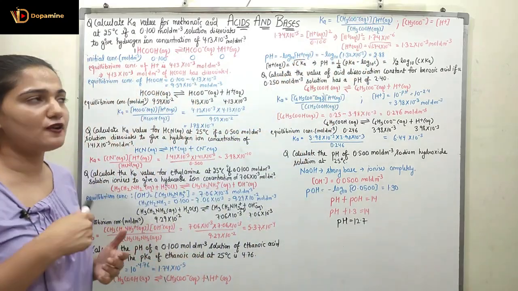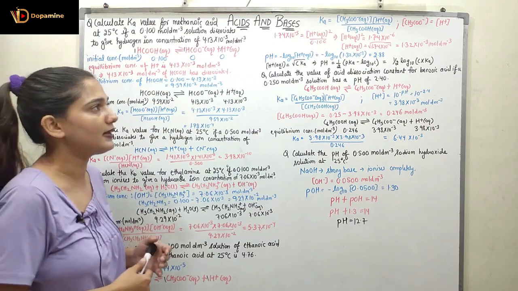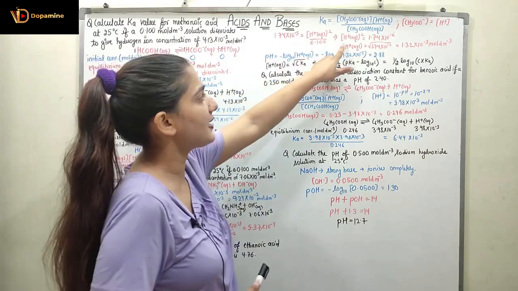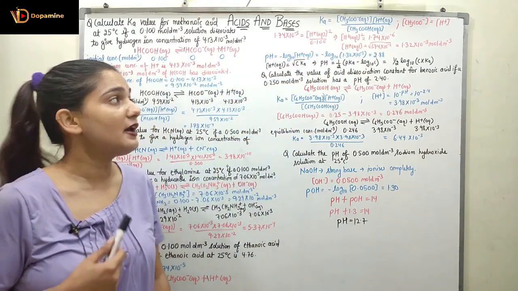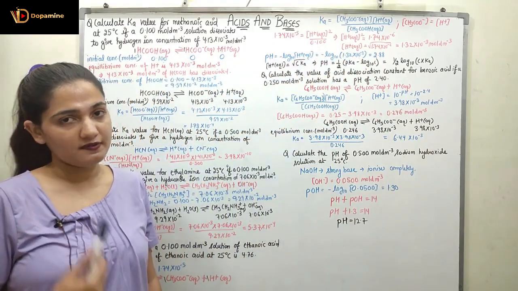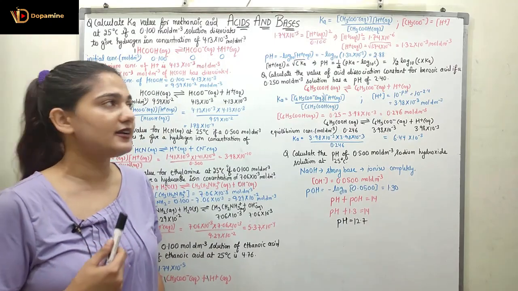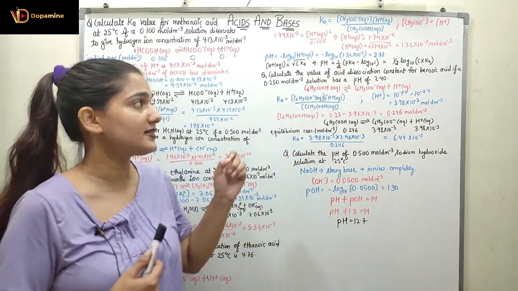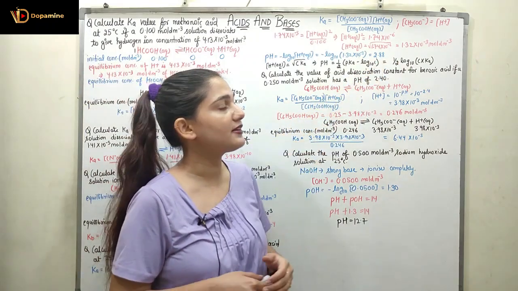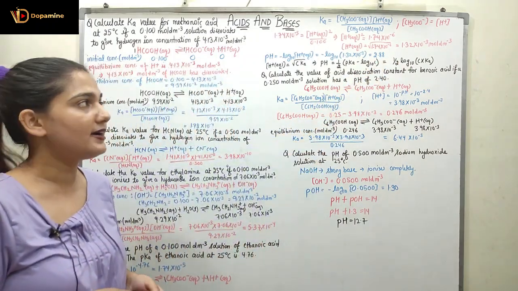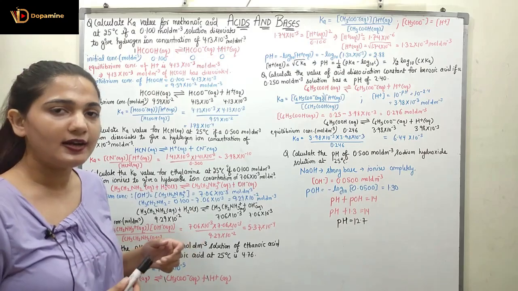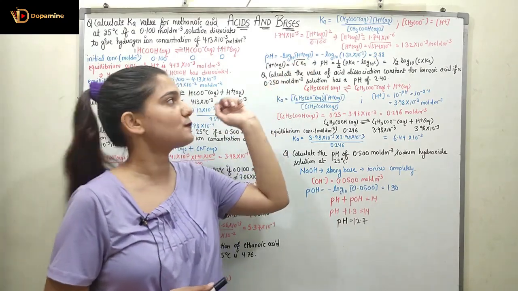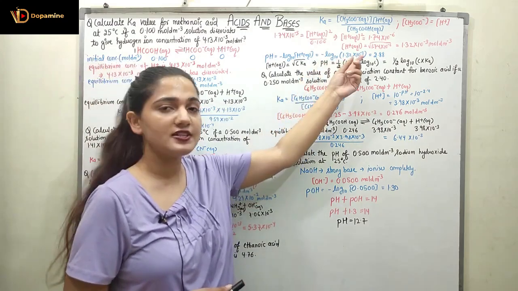The initial concentration of CH3COOH was given as 0.1, so I can solve it. I can take 0.1 to this side and get [H⁺]² as 1.74 × 10⁻⁶. From here, I can find the concentration of H⁺, which is the square root of 1.74 × 10⁻⁶, equal to 1.32 × 10⁻³ mol/dm³. So pH here will be equal to minus log10 of the concentration of H⁺.